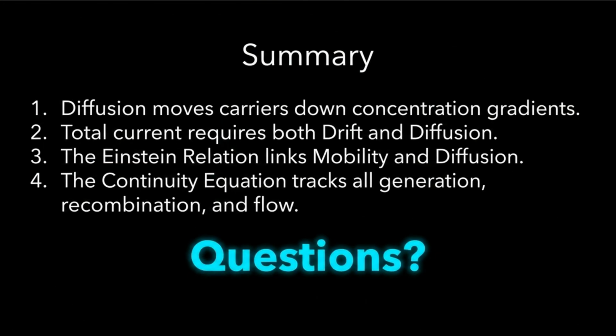To summarize, diffusion moves carriers down concentration gradients. Total current requires both drift and diffusion, linked by the Einstein relation. The continuity equation tracks all flow, generation, and recombination.